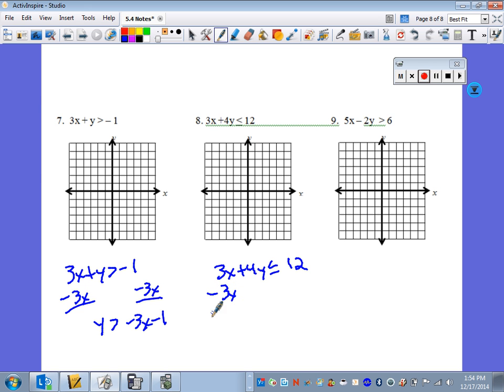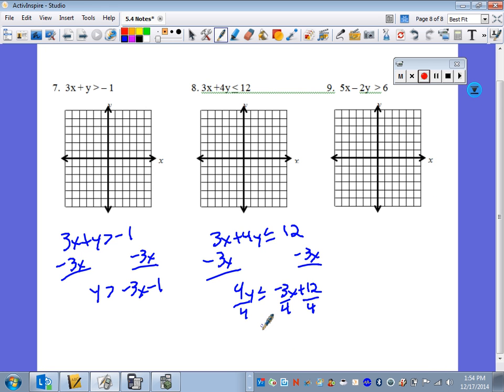Subtract 3x from both sides. You're going to have 4y is less than or equal to negative 3x plus 12. Divide through by 4. And I'm going to pull that up just a little bit. Okay. And you're going to end up with y is less than or equal to negative 3/4 x plus 3. Graph as you would. Now I'm not going to do this last one because you need to try it.